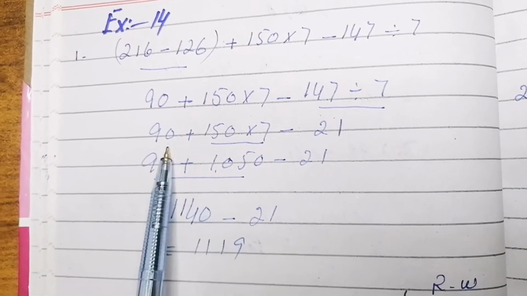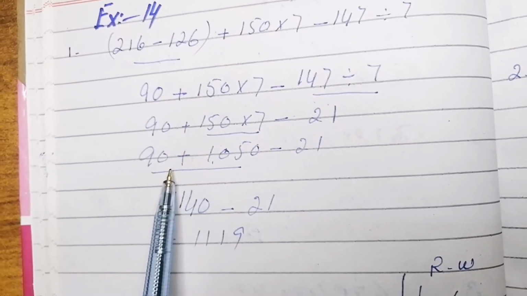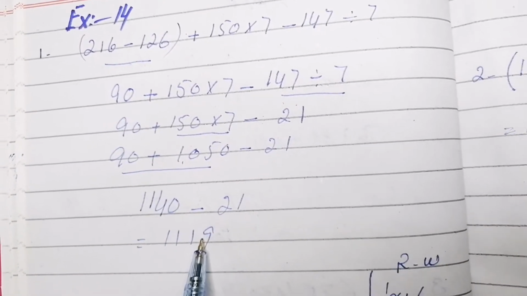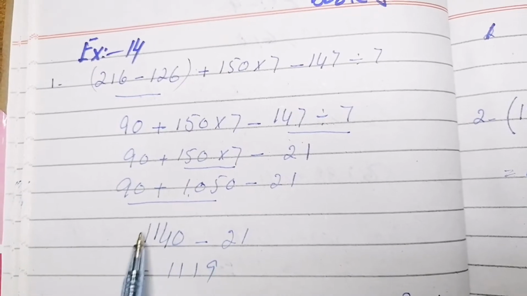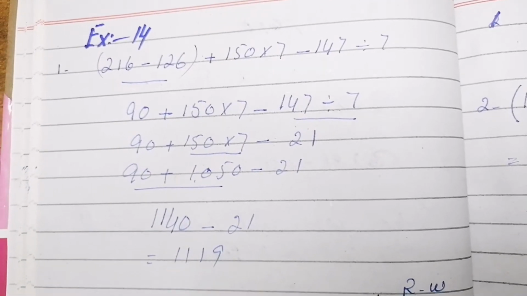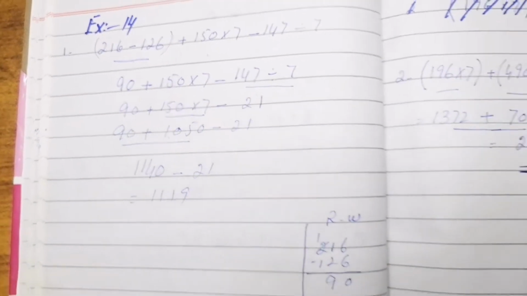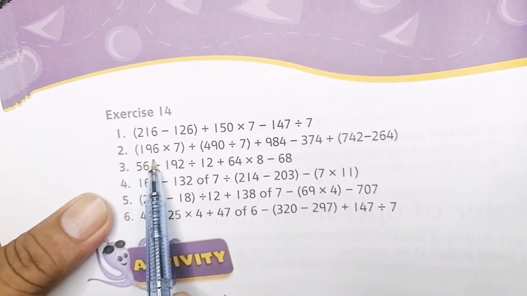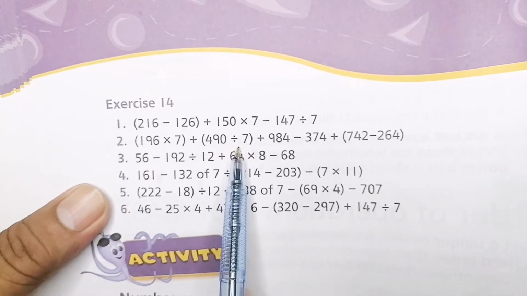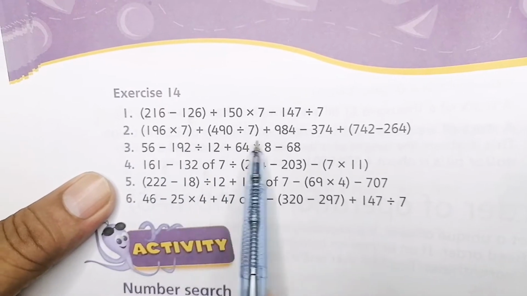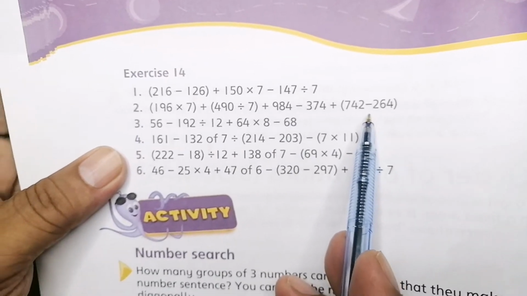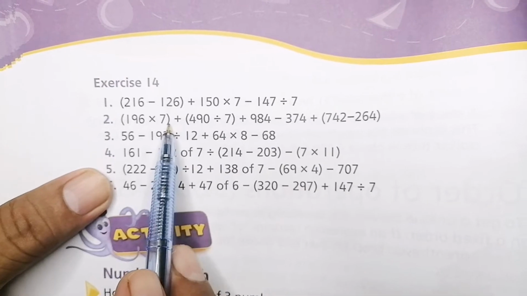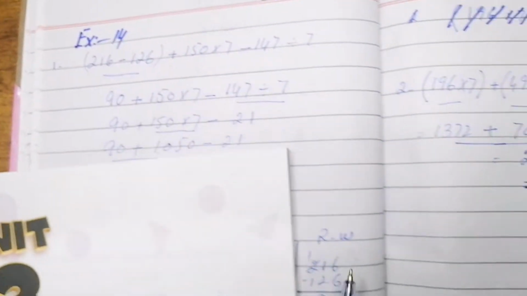Now in this step we will solve multiplication, and then in the next step we will solve addition, and then in the end subtraction. So the answer will be as per what you get when you solve the last step. So then the second question: a bracket is given, division is also given in the bracket, multiplication is given in the bracket, and then subtraction is also given in the bracket. So at the same time you will solve all these brackets in the first step, right? I have done this question for you.